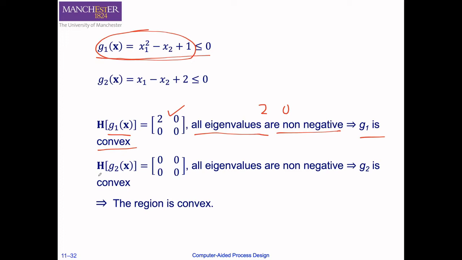We can also calculate the Hessian matrix of the constraint function g2(x). This is the Hessian matrix of g2(x). It is not too difficult to get the eigenvalues, which are 0 and 0. Both are non-negative. That means the Hessian matrix of g2(x) is positive semi-definite. Then we can conclude g2(x) is convex. All constraint functions are convex. Based on the theorem, the region is convex.